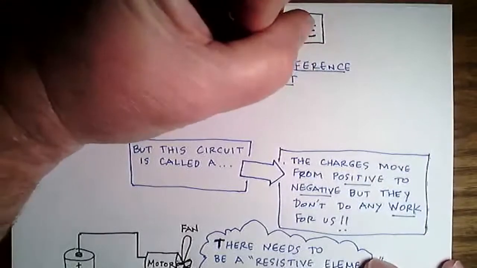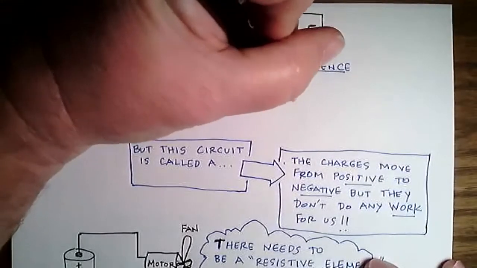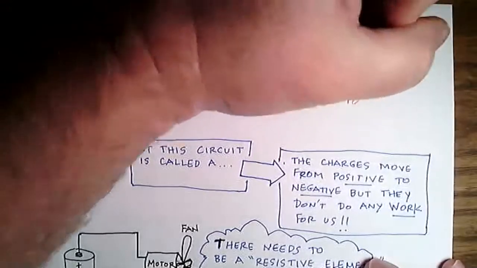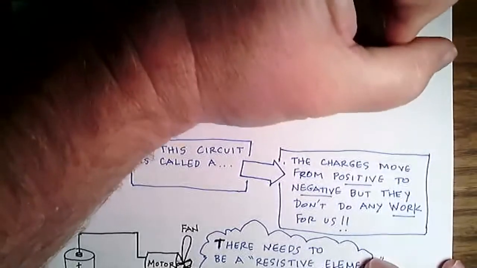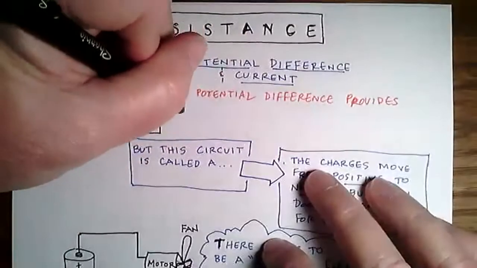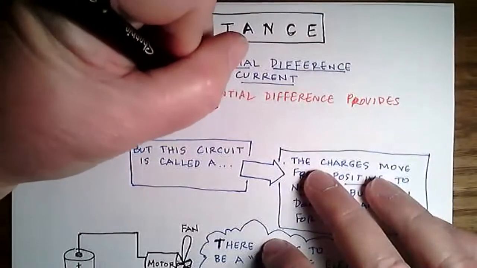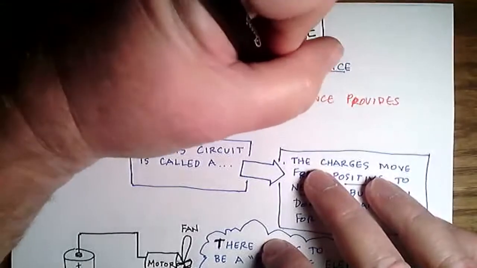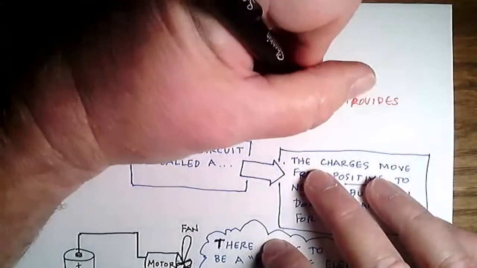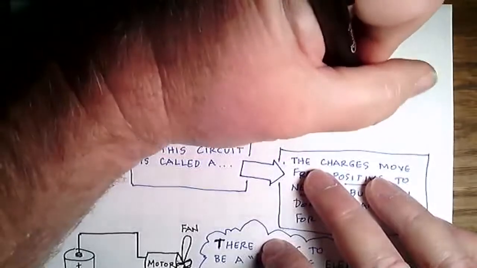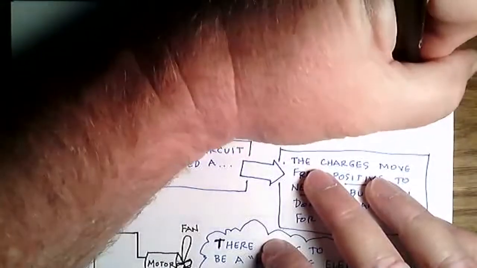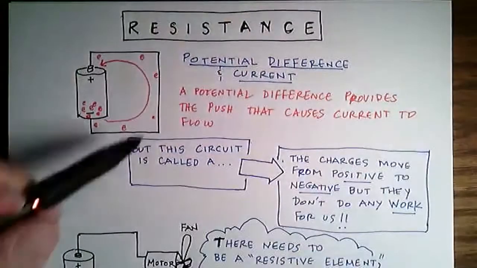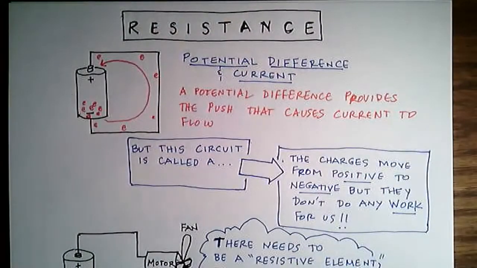All right, we need a potential difference. Provides the push that causes current to flow. Okay, so it is the potential difference that you would have in this battery.